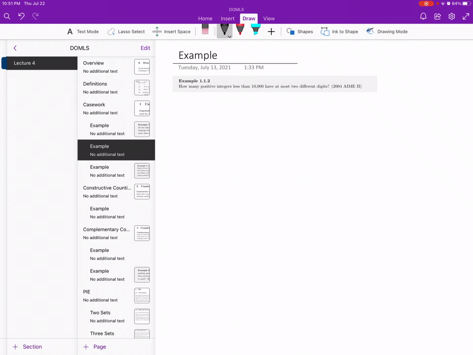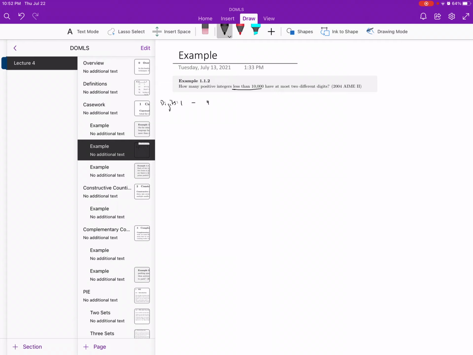Okay, so how many positive integers less than 10,000 have at most 2 different digits? Well, let's do this one. So again, if we have less than 10,000, this means that we can see immediately that the number of digits in the number is going to be between 1 and 4. So immediately you should be thinking, oh, I could do casework on the number of digits.